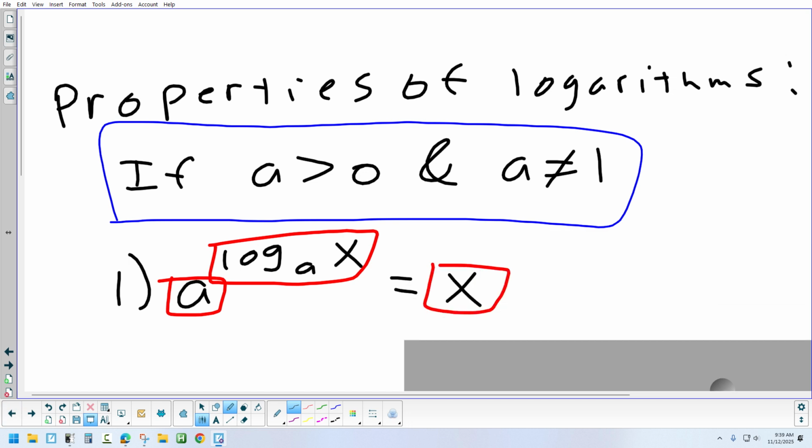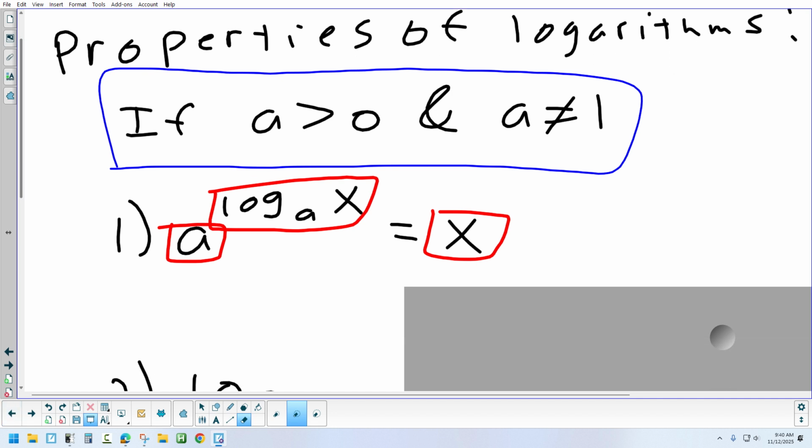An example with numbers would be something like 2 raised to the log base 2 of x. That whole thing would just turn into x. Or if x was a number, it would be whatever that number is if we knew the number. Any question on that property? It's the first one. And if you forget it, it's okay. You can figure it out every time like we just did. But it's a lot faster if you recognize that pattern and just know it turns into x.